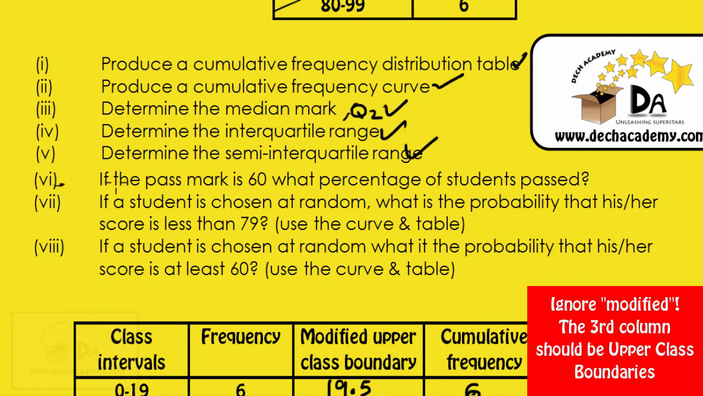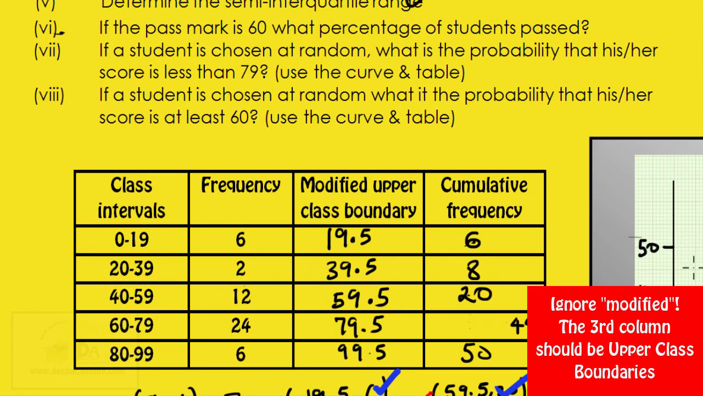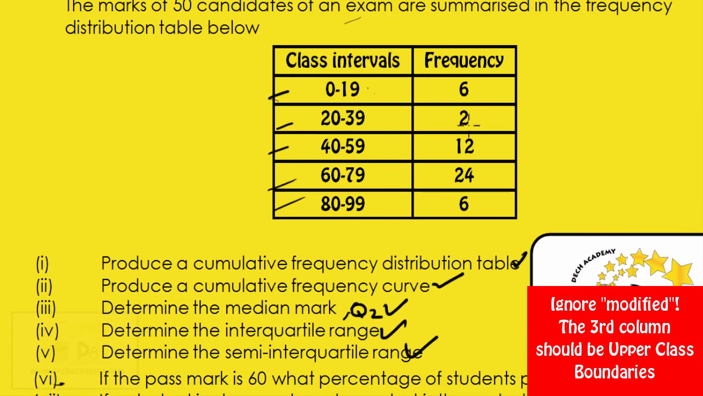Next one, question 6 says, if the pass mark is 60, so 60 is the pass mark, what percentage of students passed? I can use this table or the original table. Let me use the original table. The pass mark is 60. How many students passed? How many students got marks that are greater than or equal to 60?